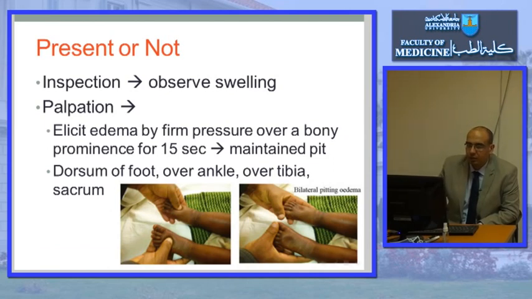How should I examine? I should elicit edema by causing pressure against a bony prominence for 15 to 20 seconds. As you see here, we compress against the foot for 15 to 20 seconds, and then you look for that dimple, or depression, due to edema, presence of edema in the lower limb. I can compress also the dorsum of the foot. I can compress over the ankle, and over the tibia and over the sacrum. These are the sites to compress: dorsum of foot, ankle, lower third tibia and upper third tibia, and sacrum.